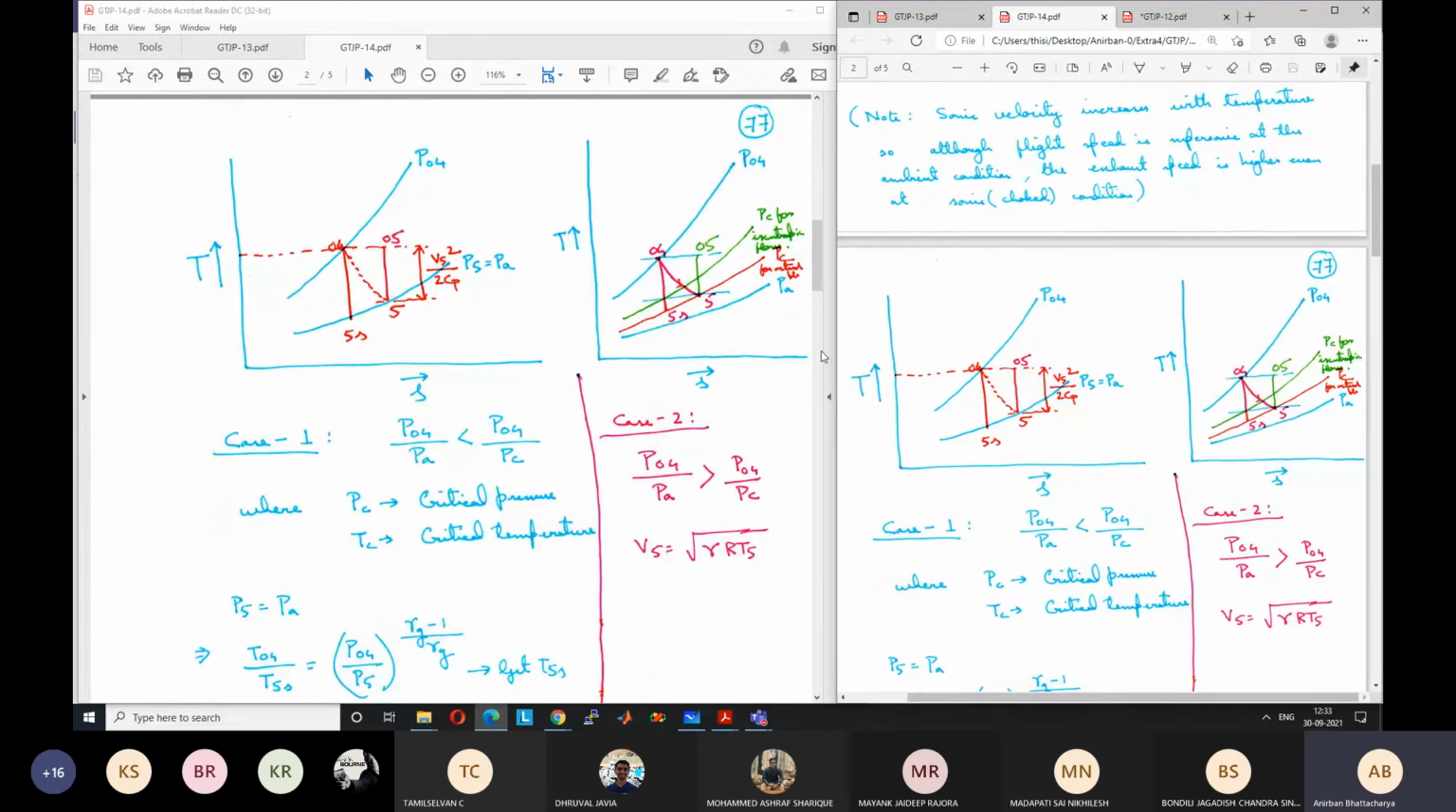It will be slightly confusing to you. Let us consider the actual case first, instead of going to the ideal case, because it is better that way. So in the actual case, what is happening? There are frictional losses, so the entropy is increasing, and we are going from 04 to the condition 5. This condition 5 is at the critical pressure, for the actual nozzle.